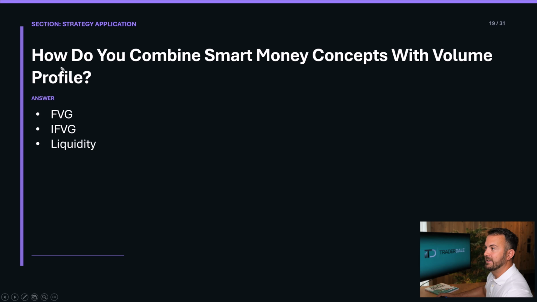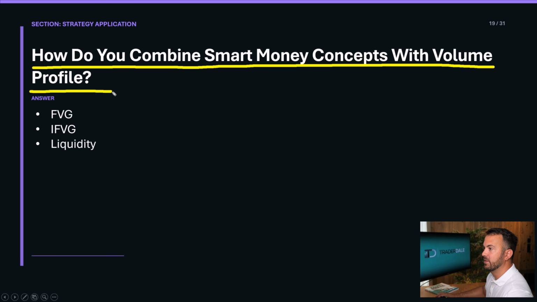Question number 19. How do you combine smart money concepts with volume profile? I use just a couple of things from the smart money concepts in my approach. I use the fair value gaps, inverted fair value gaps, also a couple of concepts about the liquidity, but that's all I need. I don't combine more of the aspects from the smart money concepts.